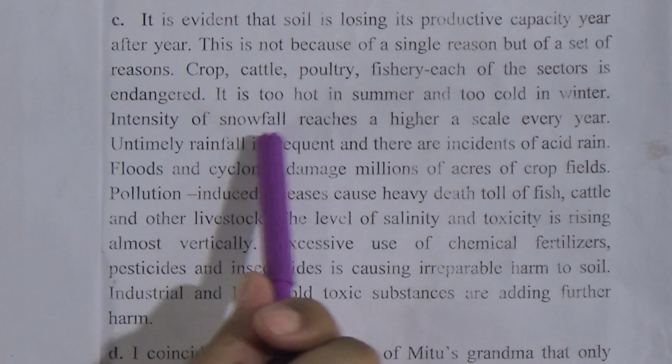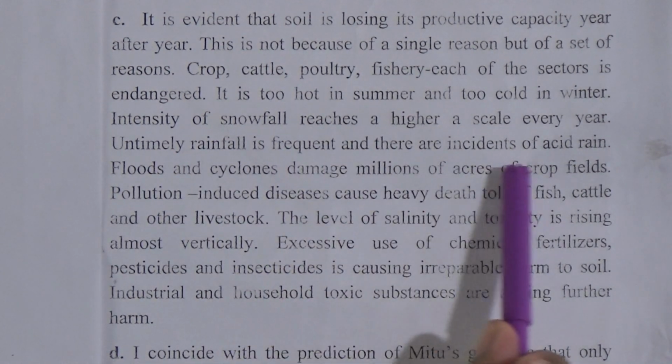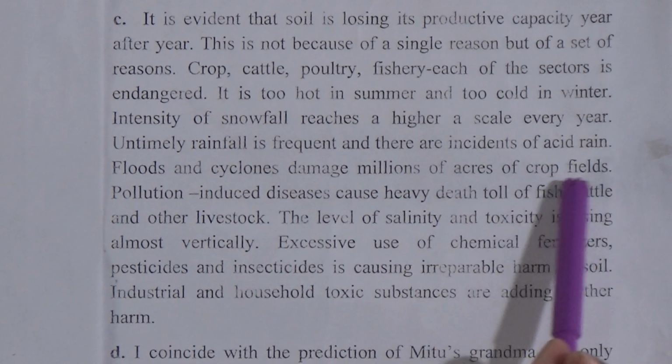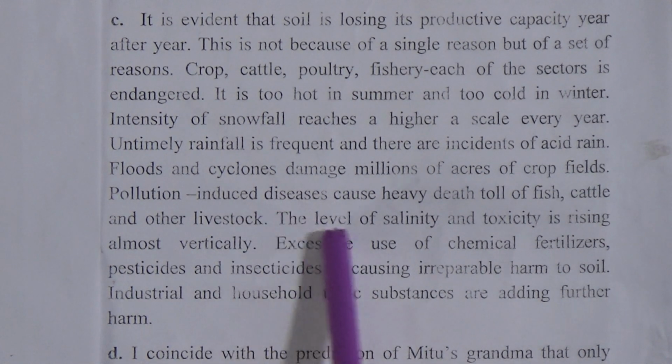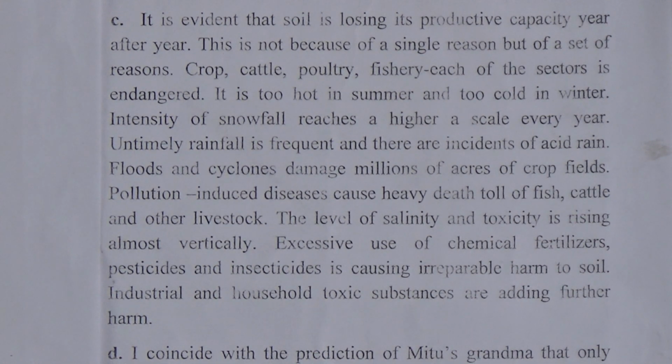Intensity of snowfall reaches a higher scale every year. Untimely rainfall is frequent, and there are incidents of acid rain. Floods and cyclones damage millions of crops, and areas of crops fail. Pollution-induced diseases cause a heavy death toll of fish, cattle, and other livestock. The level of salinity and toxicity is rising almost vertically. Excessive use of chemical fertilizers, pesticides, and insecticides is causing irreparable harm to soil. Industrial and household toxic substances are adding further harm.